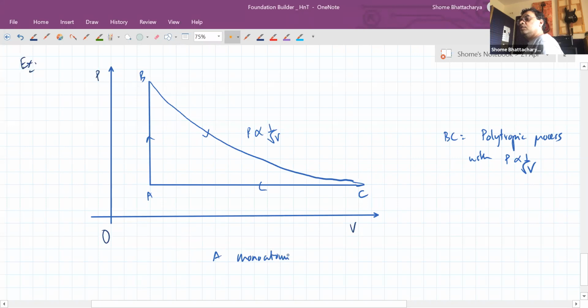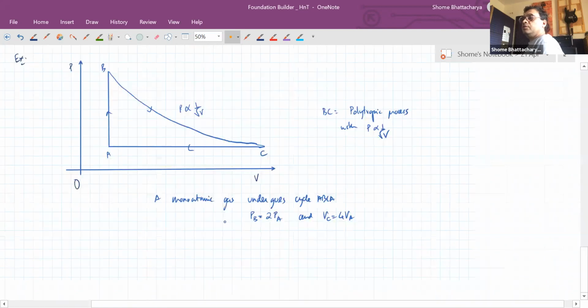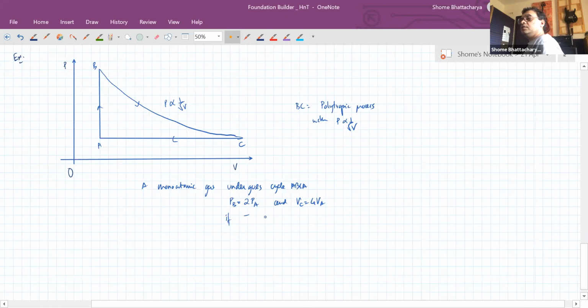A monoatomic gas undergoes the cycle ABCA, where the pressure at B is 2 times the pressure at A, and the volume at C is 4 times the volume at A. So if the temperature at the point A is equal to 100 Kelvin, find the temperature at B and temperature at C. And second, find the efficiency of the heat engine.